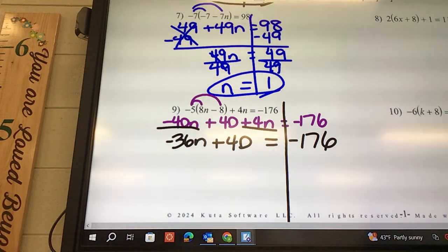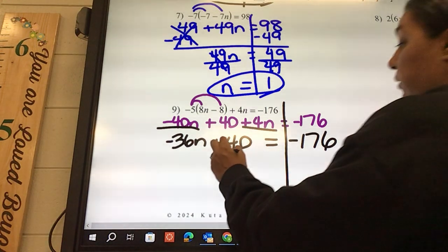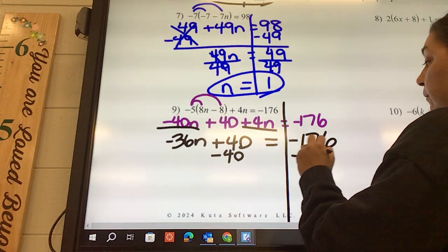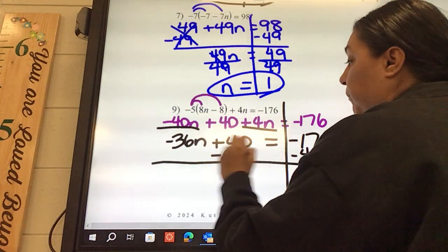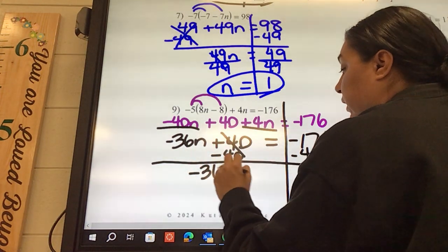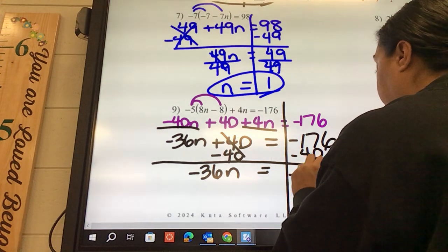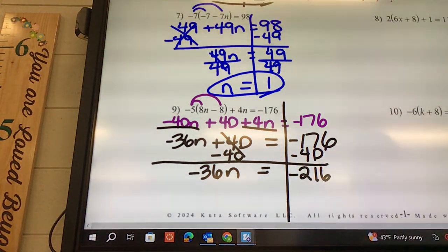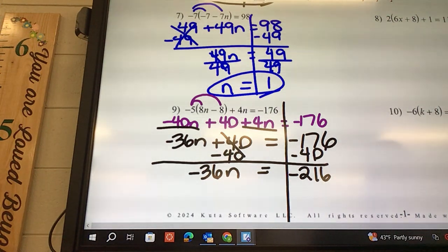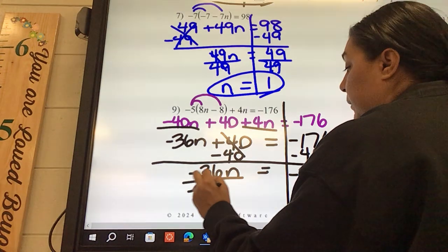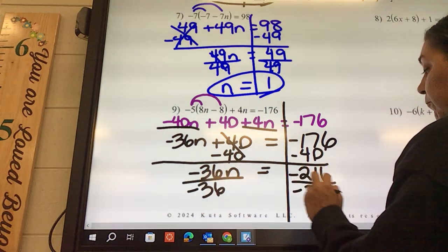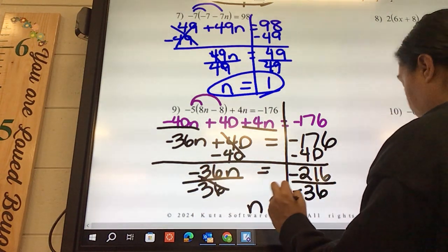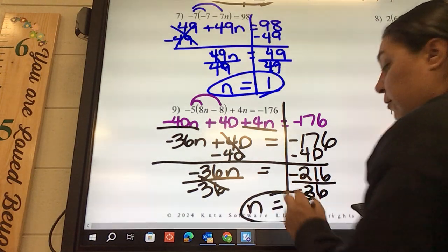Then we're going to move the kid, which is the 40. So we're going to say minus 40, minus 40. So we get negative 36n equals negative 216. And then we're going to divide by negative 36. So I get n equals 6.